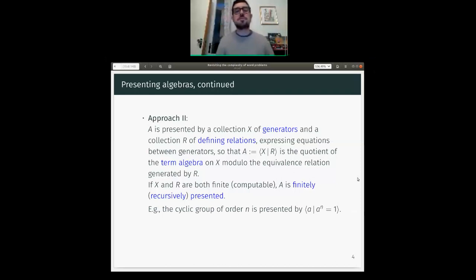Okay, so in particular, for instance, if you would like to present the cyclic group of order n, you can do that in a finite way, obviously, by having just one relation which says that a to the n is equal to the identity in the group.